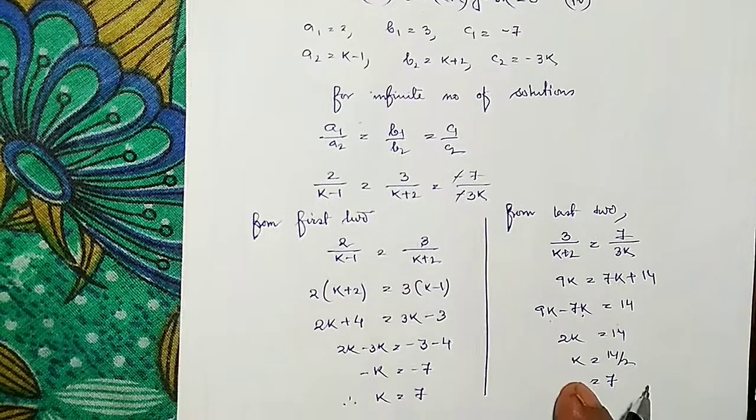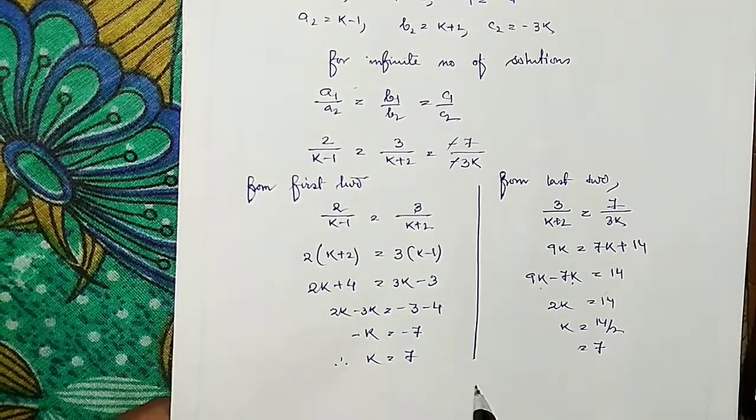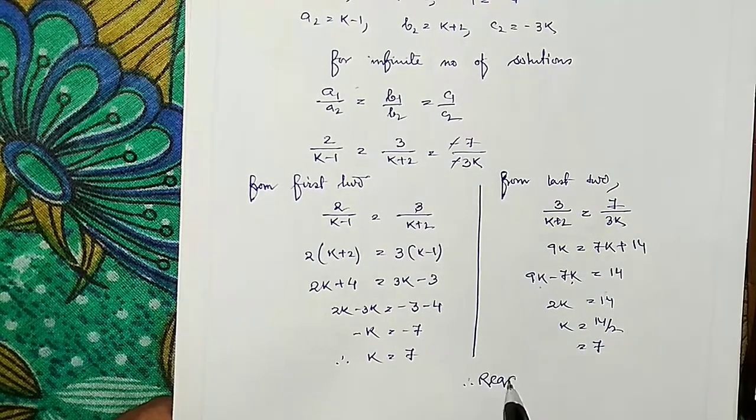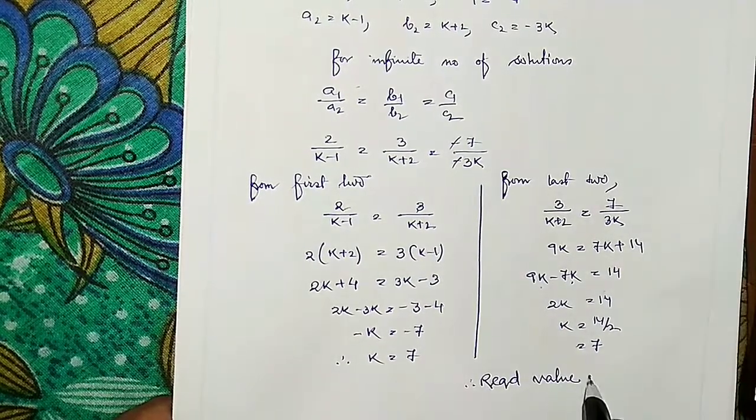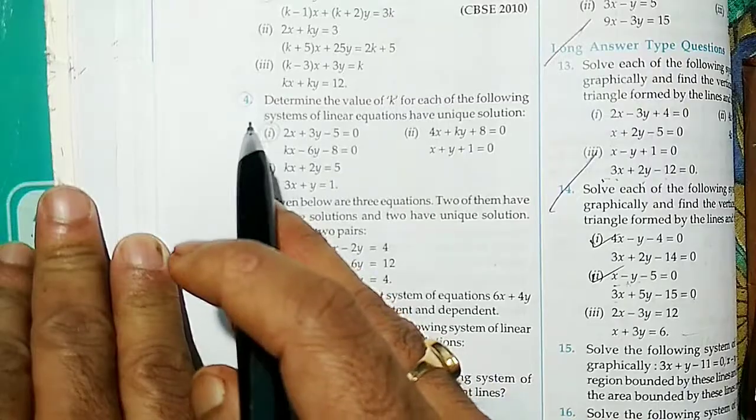So in both the cases, in the first case also we got k equal to 7. Now also we got k equal to 7. Therefore the required value of k equals 7. That's your answer. Let me do number 4.